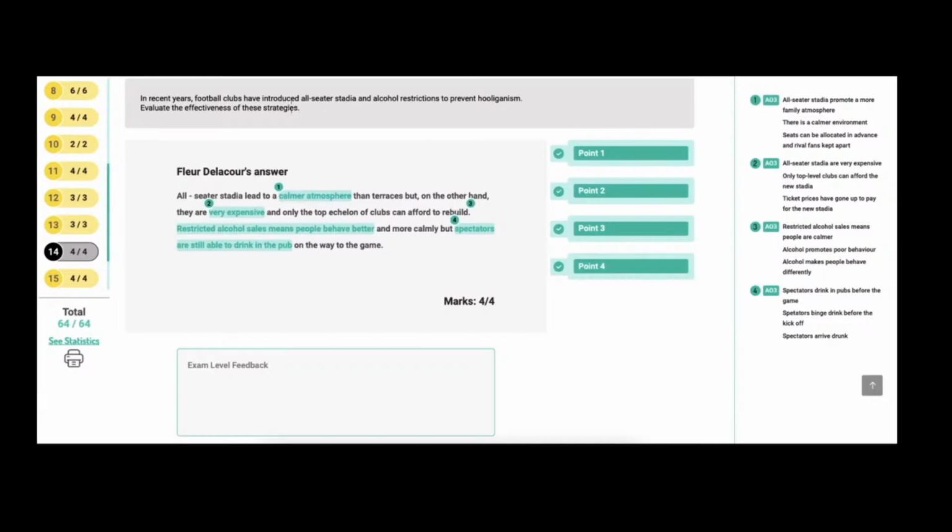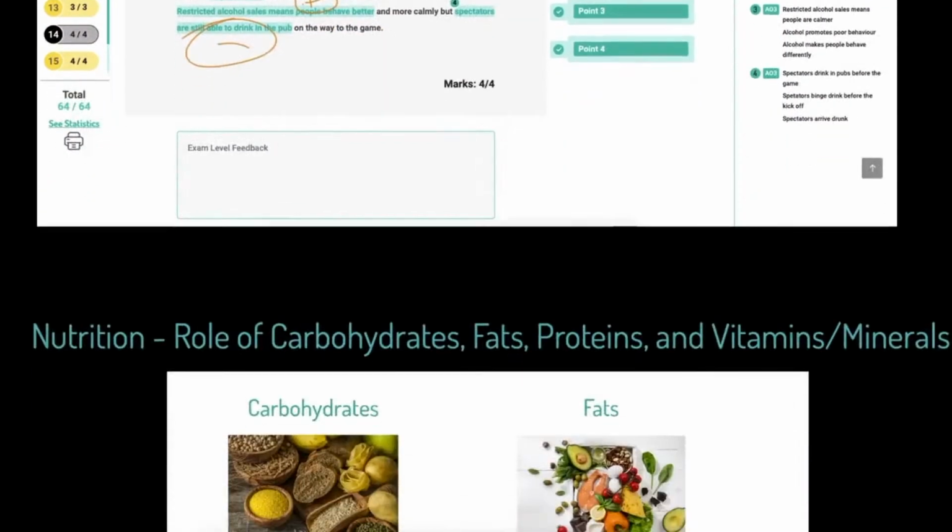Evaluate the effectiveness of these strategies. So we've got, in recent years, football clubs have introduced all-seat stadiums and alcohol restrictions. Evaluate. So strengths, positives and weaknesses. Calm atmosphere. It's expensive though, so I've gone from the positive to the negative. We're saying here restricting alcohol means people behave better. There's my positive, more calmly, but spectators are still able to drink in the pub. There's the negative. Notice I'm evaluating. I've got 1, 2 positives. I've got 1, 2 negatives. I must make those positives and negatives in this context.